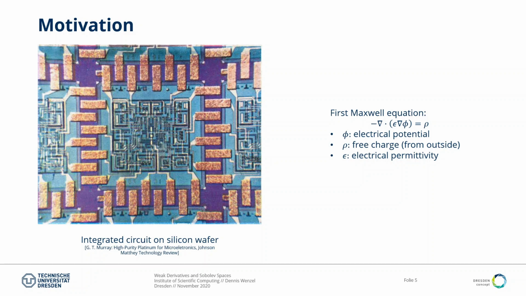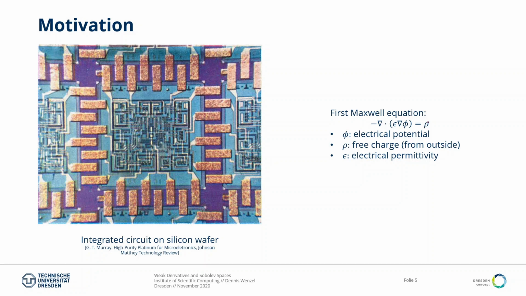Maxwell is a famous physicist who has set up 4 partial differential equations describing electro and magnetodynamics. And the first Maxwell equation in particular is helpful here because it essentially models the diffusion or the distribution of electrical charge in a certain domain. And what you have here in this equation is your function phi, which is the electrical potential. You can imagine this to be the quantity that is diffusing in your domain.